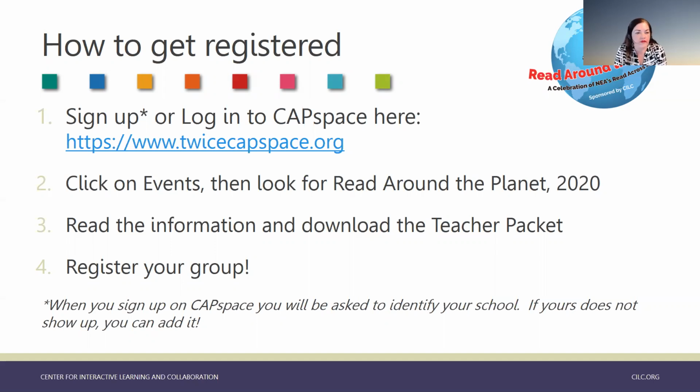So let's say you've gone through the process of registering on CapSpace. Then you would log in and look for events in the top menu, click on events, and then look for, in the boxes below, Read Around the Planet 2020, and click on that. Then you're going to read the information about the program and download the teacher packet. And if you're a coordinator, there's also a coordinator packet with a handy dandy tool for keeping up with who's going to do what when. Then you go in and register your group. Next slide.